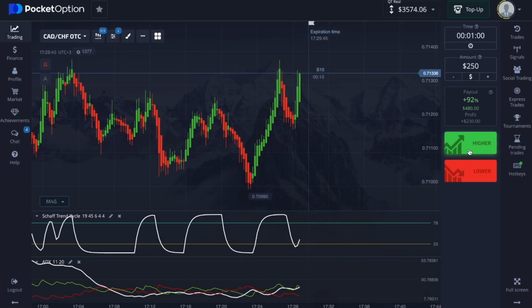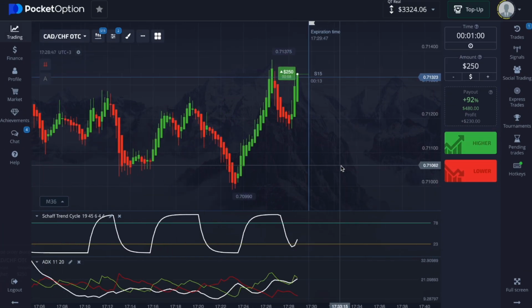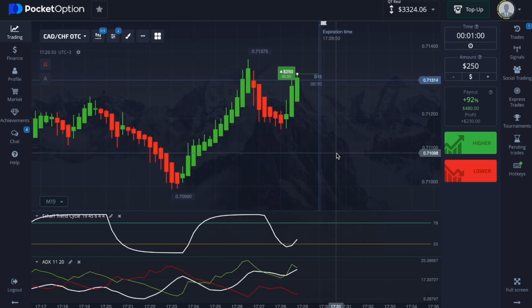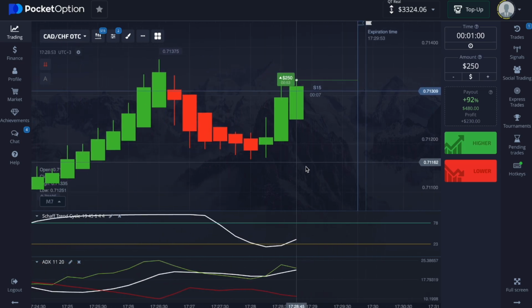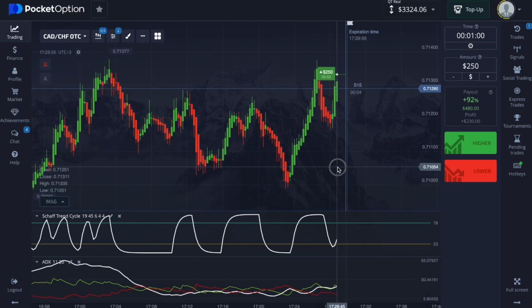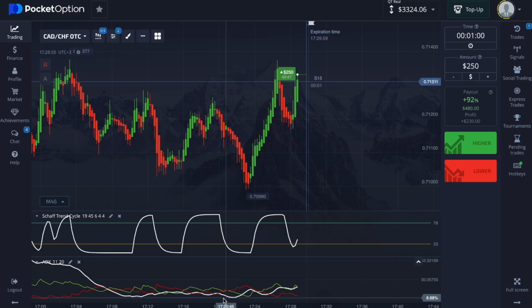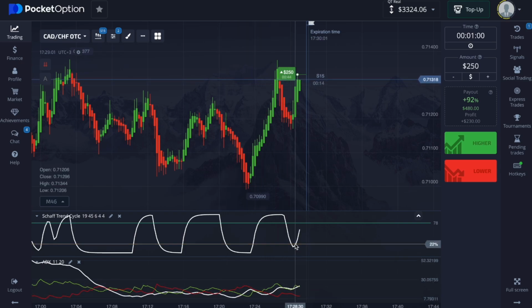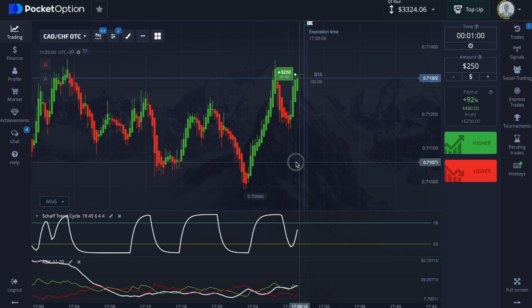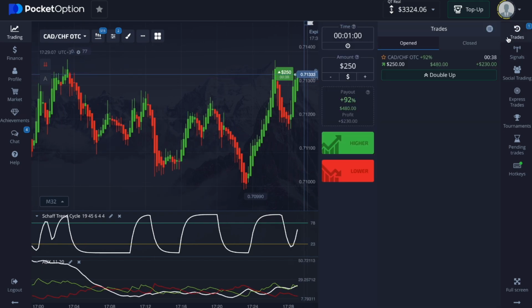Let's continue. I identify the relevant situation and open an upward trade with an amount of $250 for 1 minute. The situation here is as follows. A couple of candles back, the price changed and started to rise. In the ADX indicator, it can be seen that the white line struggled to cross the other lines for a while, and only now has it crossed them. Simultaneously, in the Schaff Trend Cycle indicator, the white line crossed the danger zone line and is also moving upward. Let's just watch and see what happens.